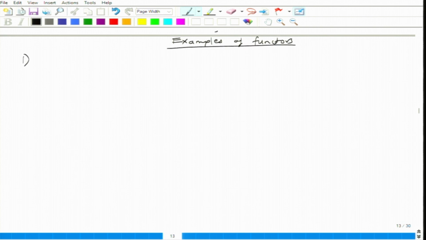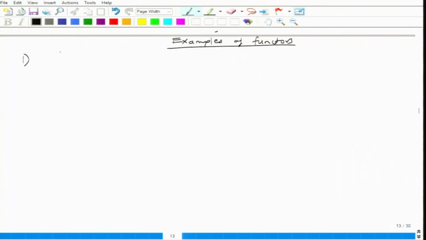Now newbies always make a confusion. When I say functor, they ask whether it's a function. But actually all functions are in fact functors. Okay, so that's our first example. What is the domain of a function? A set, exactly. So it's a set.